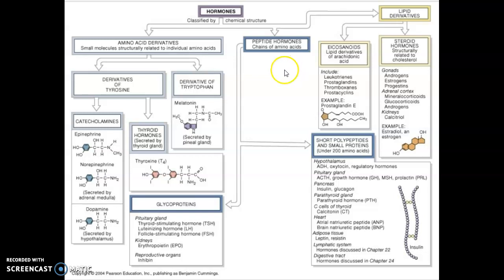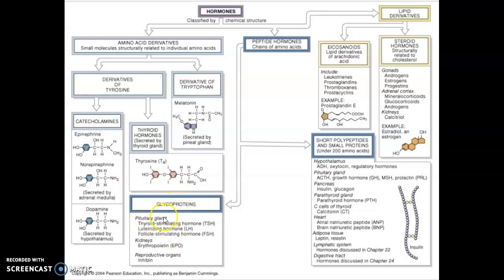Okay, our largest group of hormones comes from the peptide hormones, which instead of just being a single amino acid would be an actual peptide, a chain of amino acids. We divide these into two groups, the short polypeptides and small proteins. In other words, these would be under 200 amino acids. And then we divide them into the glycoproteins. So we know these would have the glucose chains hanging off of them.